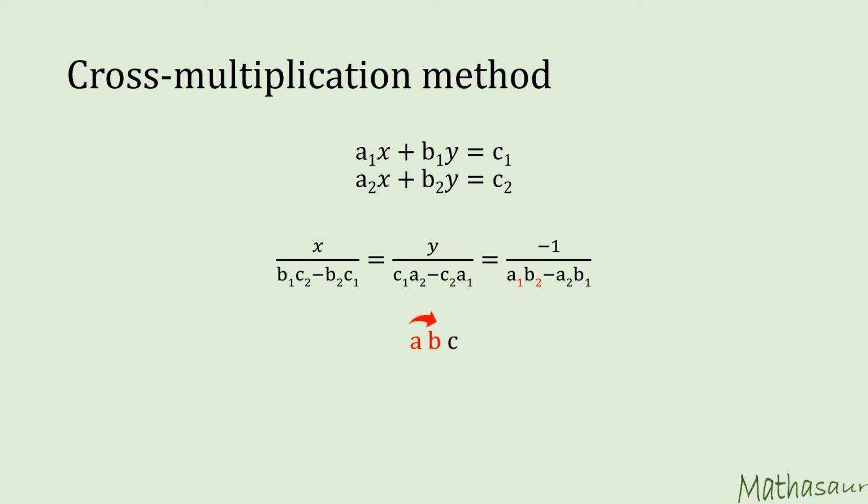Next, let us look at the third term. Now this term represents the constant in these two equations. So let us take the coefficients a and b, which have nothing to do with the constant term. So let us write ab and attach the subscripts 1 and 2. So we have minus 1 upon a1 b2, and interchange the subscripts, minus a2 b1.